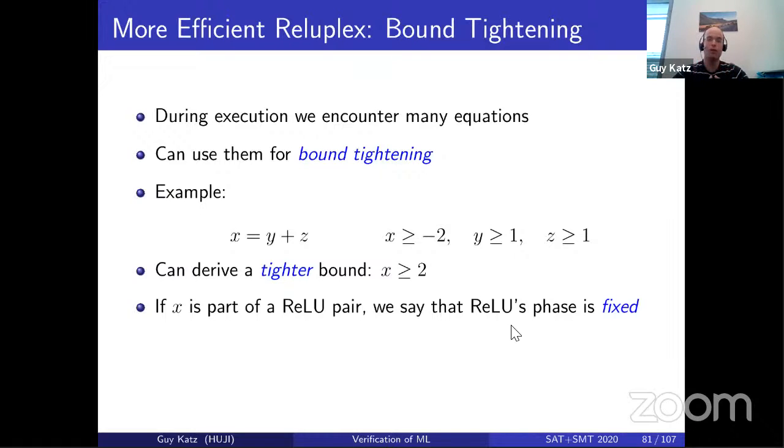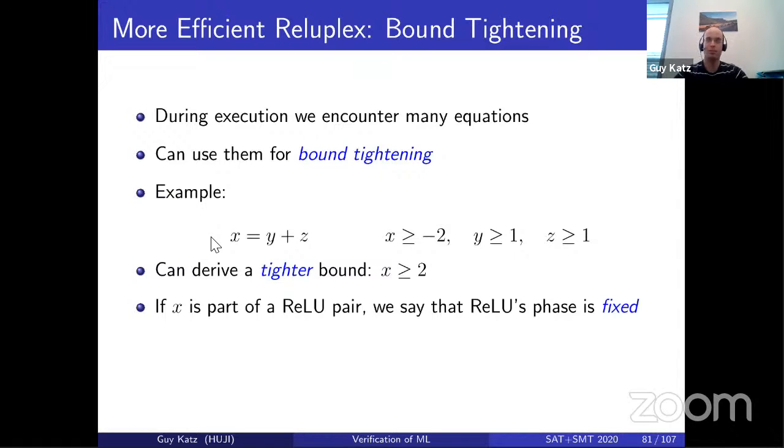And so if you can derive a bound, if you can learn a new fact that will allow you to eliminate a ReLU, that's really, really useful. And it's definitely worth spending your time deducing these facts. So this is bound tightening. One way to do it is by looking at equations. There are other techniques that you can use for bound tightening.